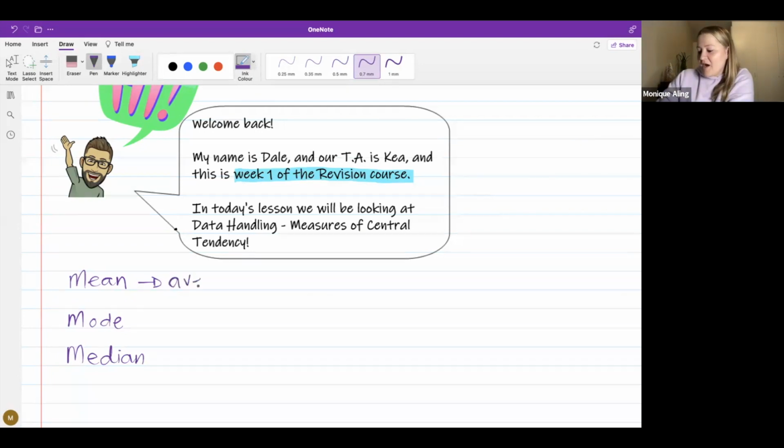Okay, and how do we work out the average? To add up all the values. Okay, so we add up all the values. So we say the sum of our data.